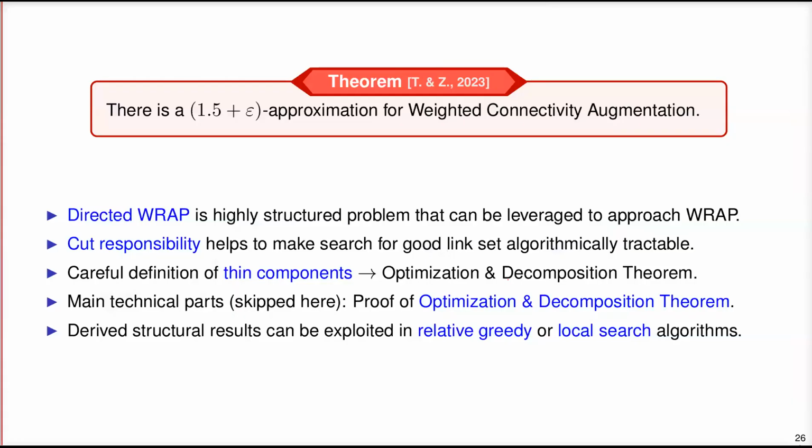So let me conclude. The main result is a 1.5+epsilon approximation for weighted connectivity augmentation. There were a bunch of components: the idea of looking at a directed version of the problem, the notion of cut responsibility, and the notion of thin components, which then led to the optimization and decomposition theorems. I skipped some main technical parts, particularly the proofs of the optimization and decomposition theorems, which are quite technical. And as I said, there are different ways to exploit those results. One easy one, just to see that we can beat factor 2, is relative greedy, but a stronger one is local search. Thanks for listening.